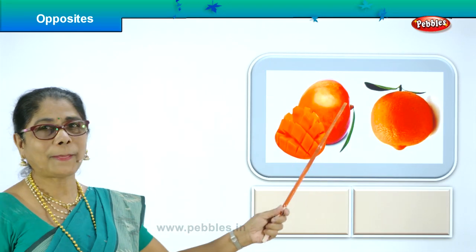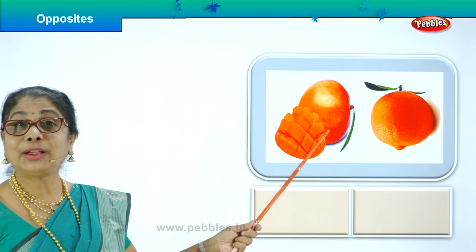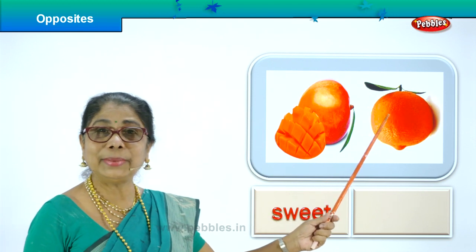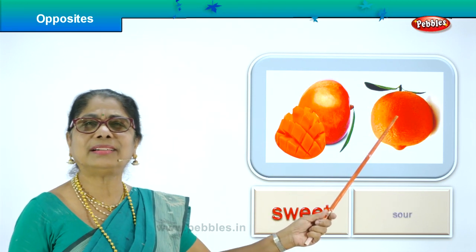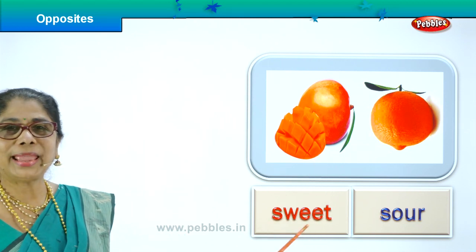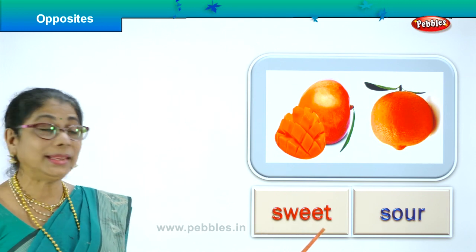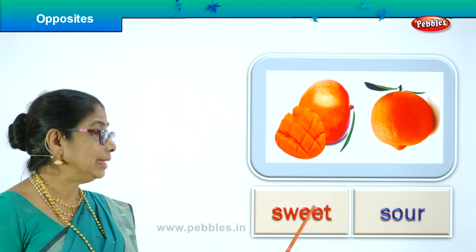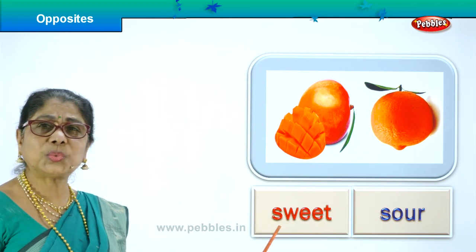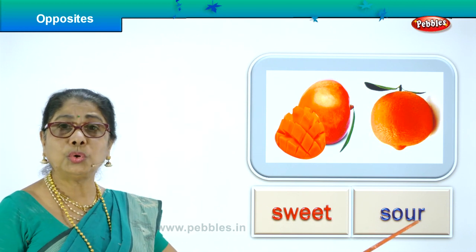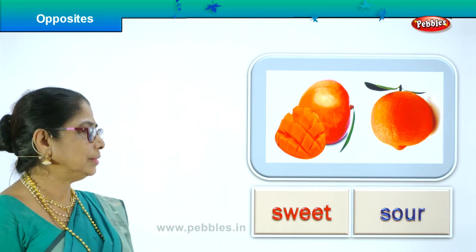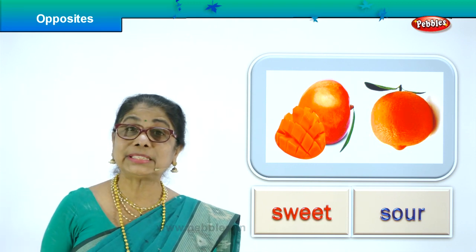Look what you have here. What is this? Mango. Mango is yummy and sweet. And what is this? Lemon. Lemon is sour. Sweet, sour. What is sweet? The mango, when it is ripe, it is sweet. S-W-E-E-T, sweet. And the lemon, if you suck the lemon, it is sour. Sweet opposite, sour. S-O-U-R, sour. Sweet, sour. Good. Let's go on to a new set of pictures.